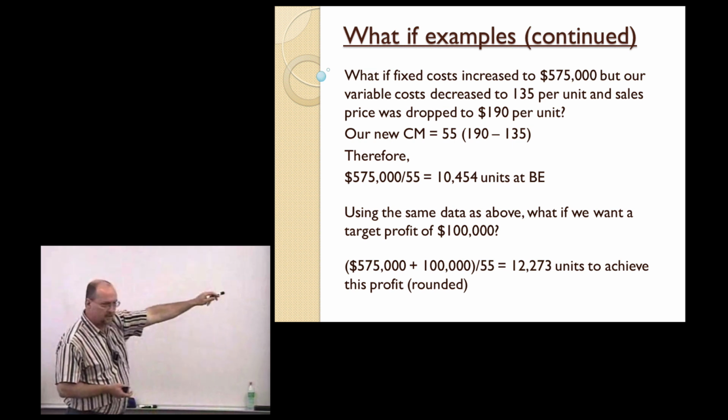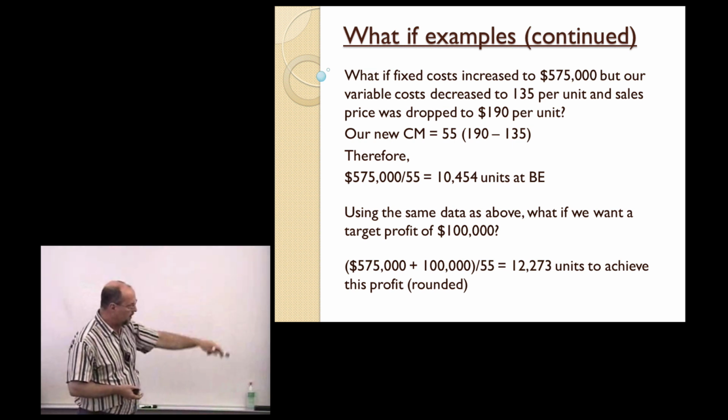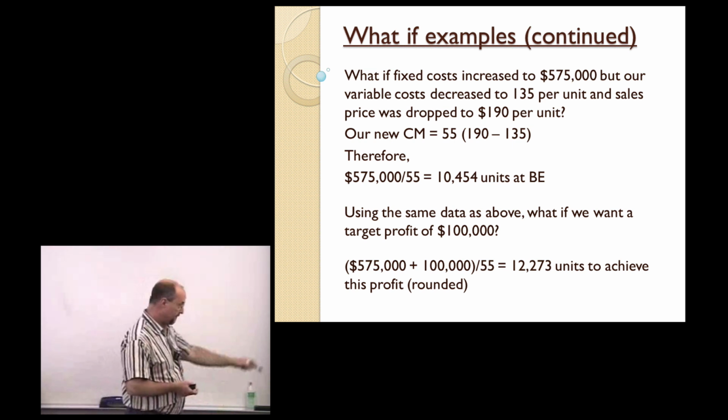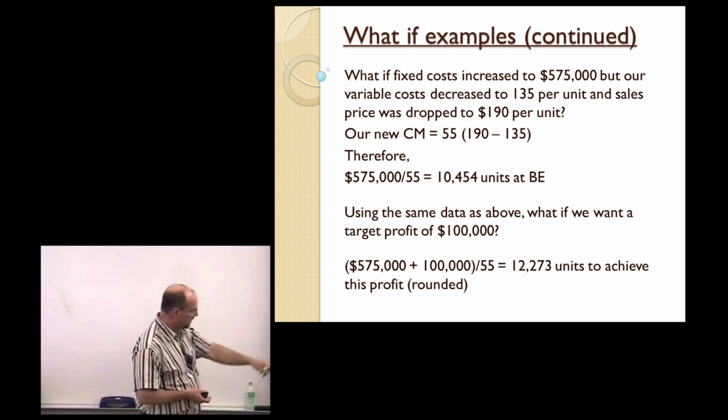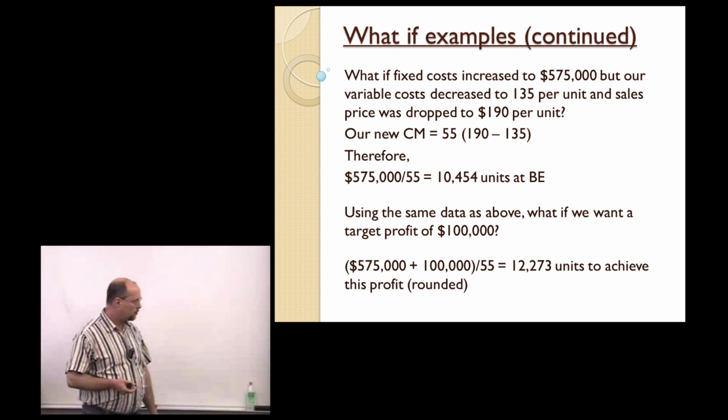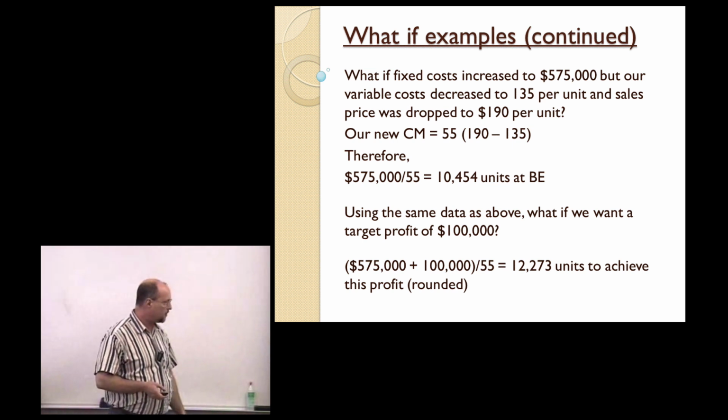And using this particular data here, if I want to achieve a $100,000 profit, 575 plus target profit of 100 divided by the contribution margin, 55, I'd have to sell 12,273 units to accomplish that profit.